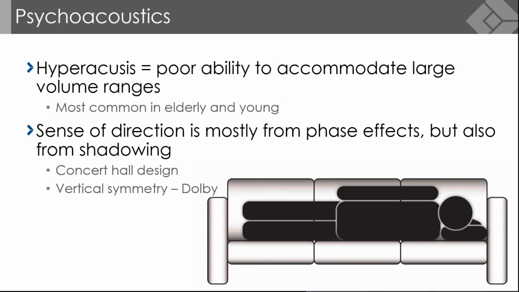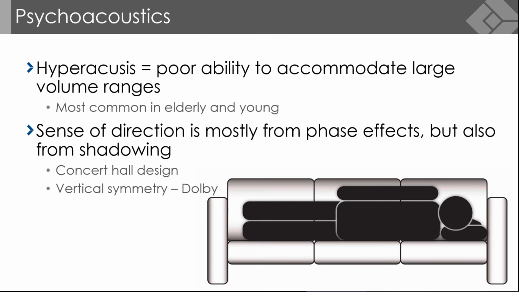So in terms of psychoacoustics, which is how acoustics reacts with a person's brain, hyperacusis is a poor ability to accommodate a big difference between volume ranges. It's most common with elderly people and with young people. I can remember my grandparents leaving a theater because it was a sci-fi movie and it was just too loud. And also, your children may run around and go kind of crazy when the vacuum cleaner is on because at those ages, they generally have trouble dealing with big ranges of volume.